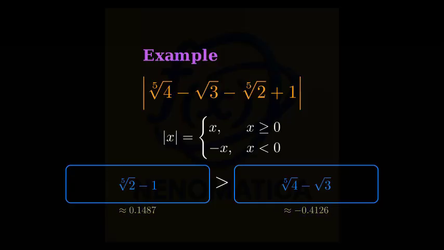Numerically, fifth root of 2 is about 1.1487, and fifth root of 4 is about 1.3195, while square root of 3 is about 1.7321.